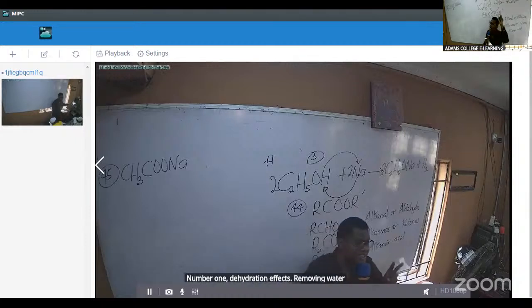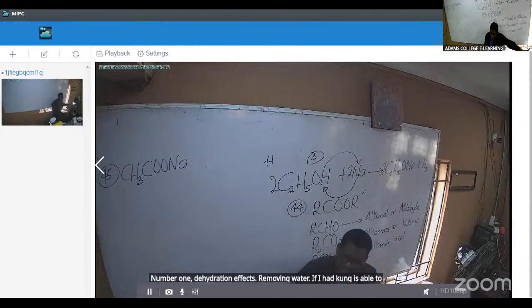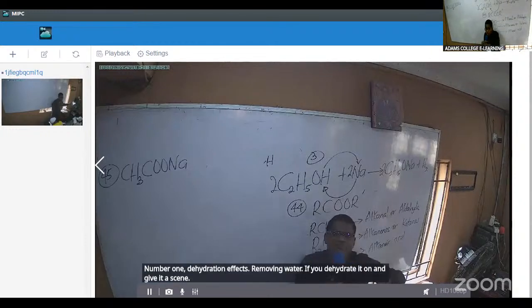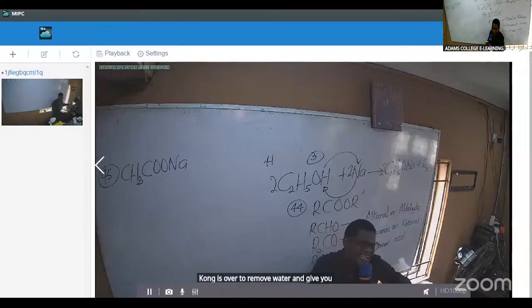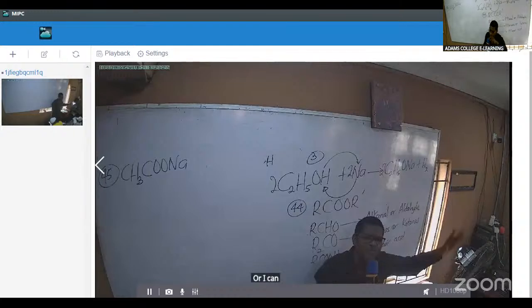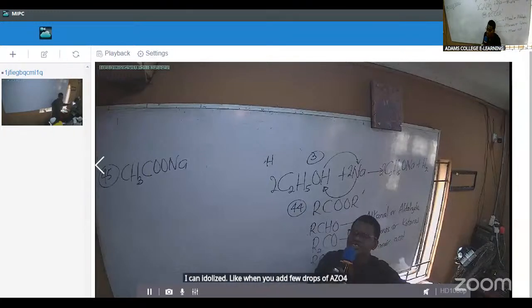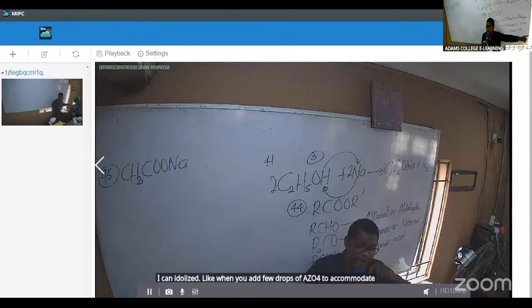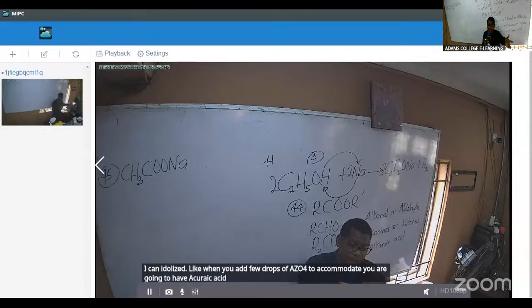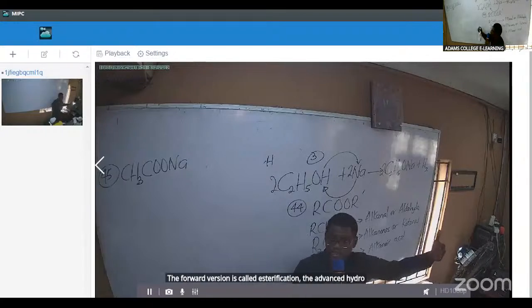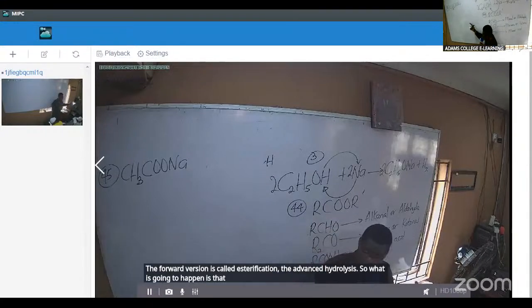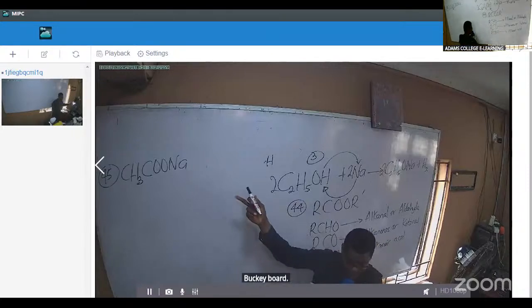If I add conc H2SO4 to ethanol now, it will dehydrate ethanol and give you ethene. Conc H2SO4 to sucrose, sugar, it will remove water and give you sugar charcoal, like that. Or it can hydrolyze. Like when you add a few drops of H2SO4 to alkanoate, you are going to have alkanoic acid and alkanol. That's called hydrolysis. The forward reaction is called esterification, the reverse is hydrolysis. So if you use conc H2SO4 on this guy, look at the board, the guy is going to do the hydrolysis process.